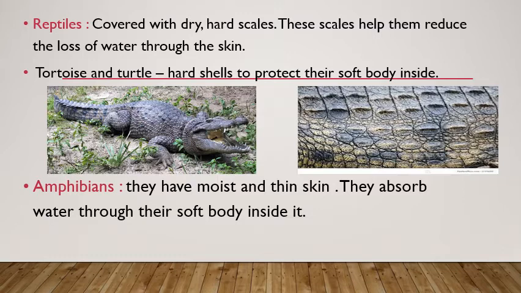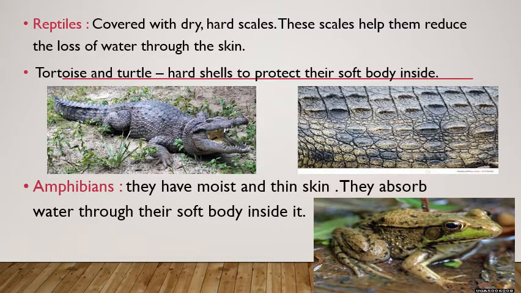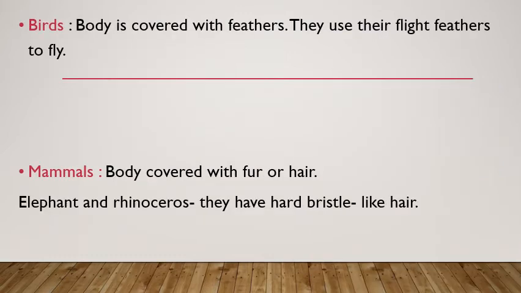Next, amphibians, they have moist and thin skin. They absorb water through their soft body. They don't have hard skin like reptiles. An example of an amphibian is the frog. Frog has very thin skin.